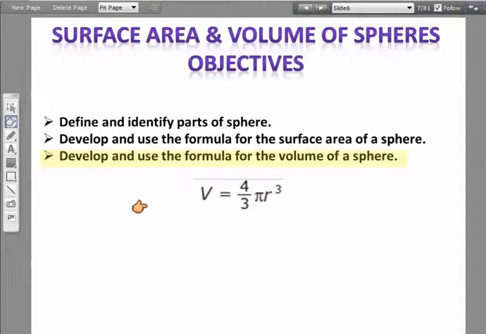Next, we're going to develop and use the formula for the volume of a sphere. And look here, a new fraction. We're going to take 4/3 of pi r cubed.